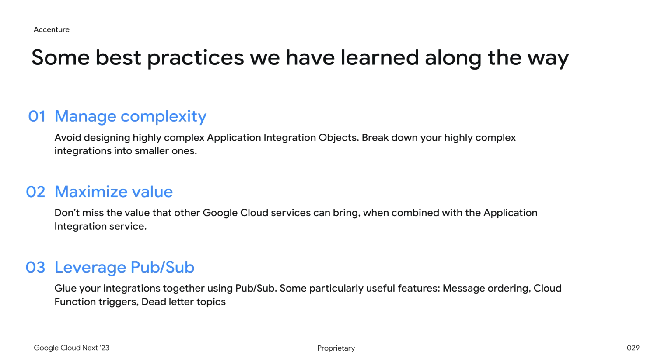Second, maximize the value. And I think you have already seen in the demos how big the value is that you get when you combine Google Application Integration with other Google Cloud services. Don't underestimate that value. The last one, Pub/Sub is going to be your friend. If you're using Google Application Integration, Pub/Sub is going to be your friend. Use it to glue all your application integration together. Make the most of the Pub/Sub functions and features like Cloud Function triggering, message ordering, and dead letter topics, etc.